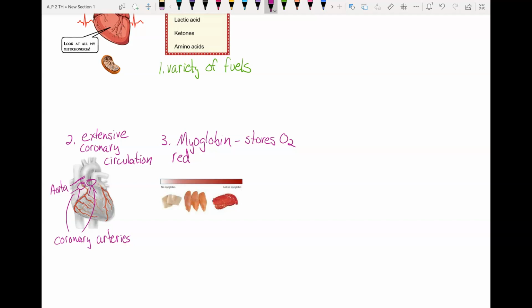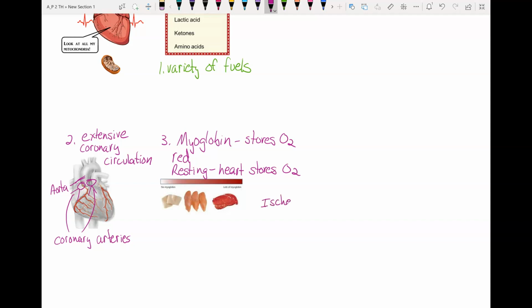So when you are resting and you're not using a lot of oxygen, your heart hoards it. It's like an episode of Hoarders. Your heart has all this myoglobin and it's grabbing all this oxygen and hoarding it. Then when you're active and your heart needs that oxygen, it has it to use. And getting oxygen to your heart is very, very important.